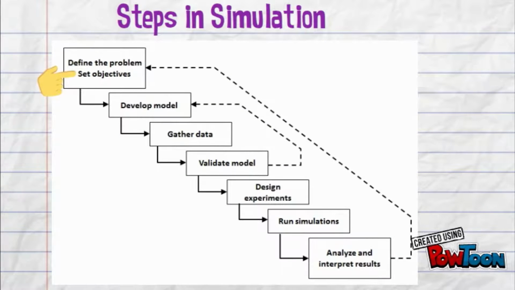Steps in simulation. Firstly, define the problem and set objectives. Second, develop the model. Thirdly, gather the data. Validate the developed model. Design experiments. Run simulations, and lastly, analyze and interpret the results.